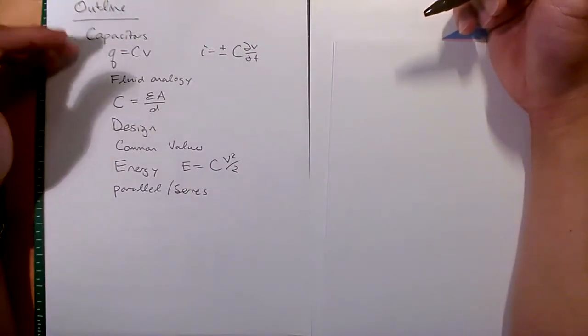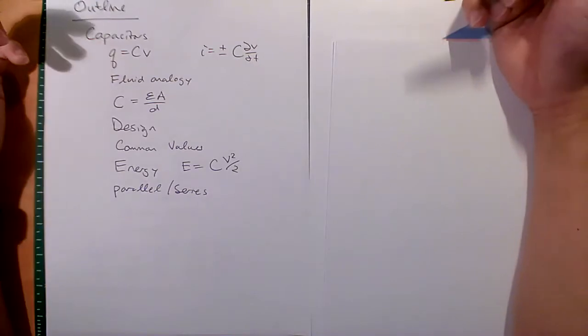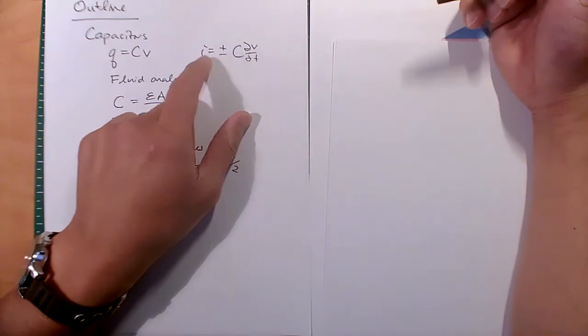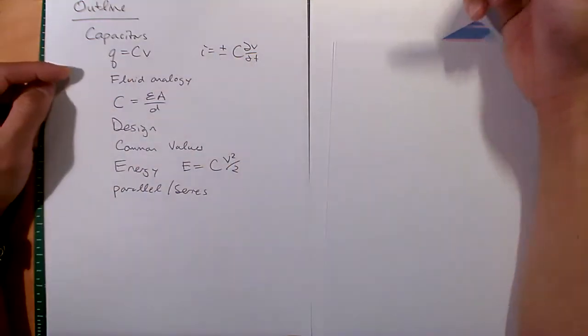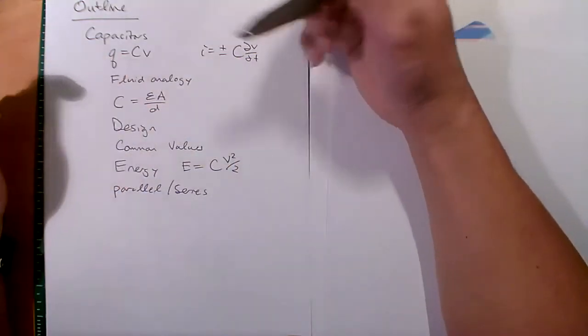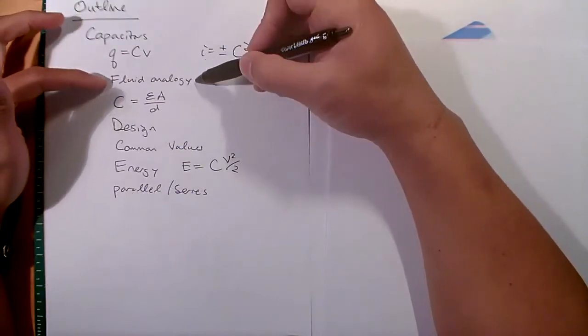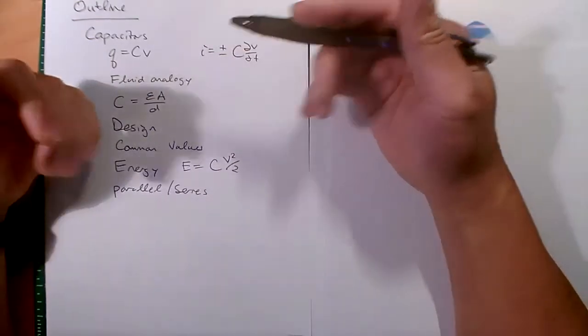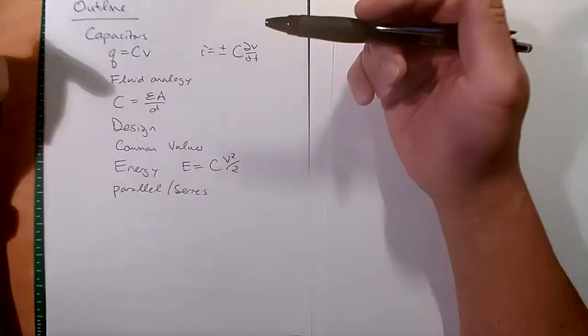So we're going to cover the basic equation and where it comes from. We have an Ohm's law kind of plus or minus here, I equals C dV/dt. We'll talk about how it relates charge and voltage. We'll look at a fluid analogy, which is basically going to be representing it as a flexible membrane.